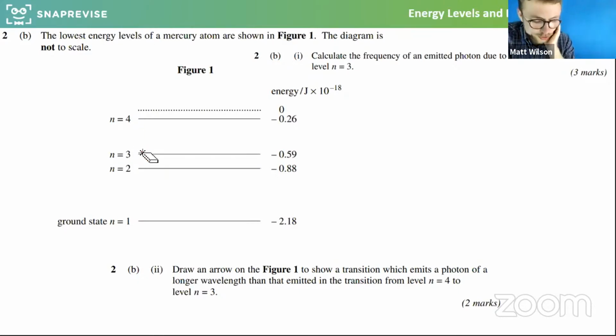But anyway, 2bi: calculate the frequency of an emitted photon due to the transition from level n equals 4 to n equals 3. So originally we have an electron here. They're saying, imagine it transitions down to the energy level below. What is the frequency of the emitted photon? Okay, so how can I figure this out? What do I need to know?